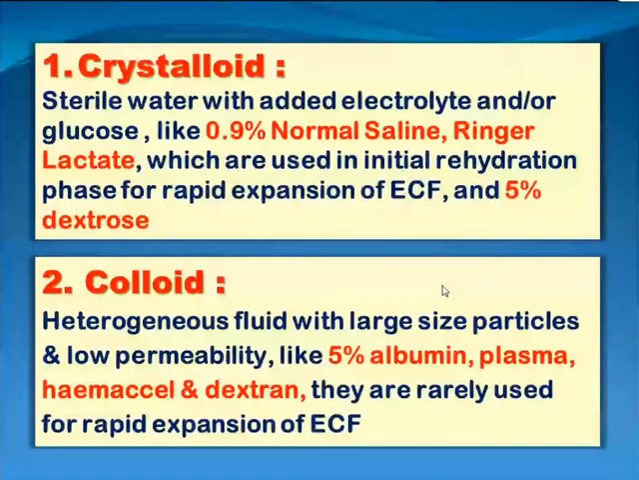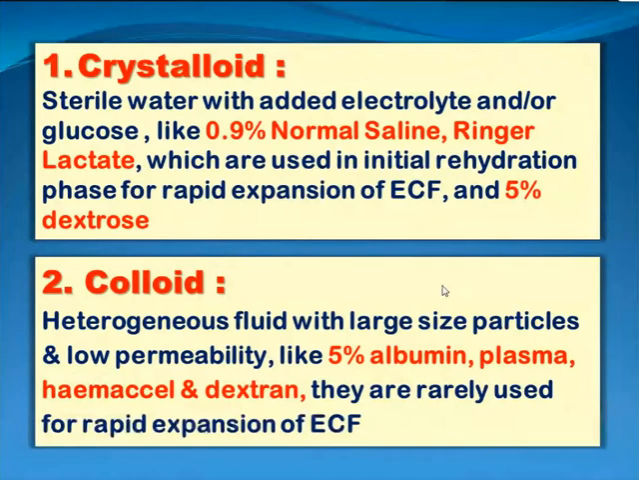We can consider the albumin and the plasma as natural colloid fluids. And we have the synthetic colloid fluids like the hemasil and dextran. So they are used for the rapid expansion, but nowadays they are used rarely, and they are not the first line of rapid expansion, and sometimes they are not used alone. So as I will repeat, crystalloid and colloid according to its constituents.